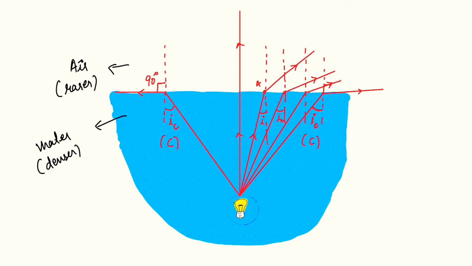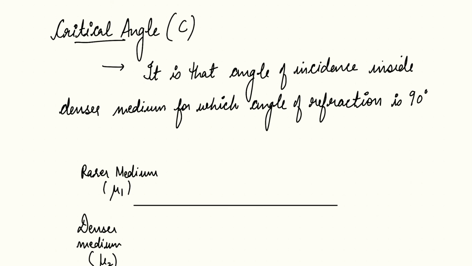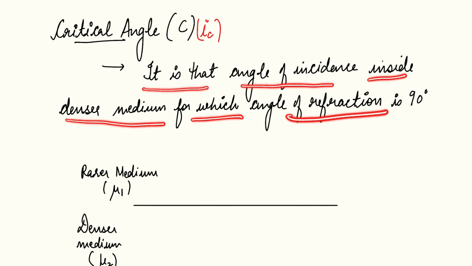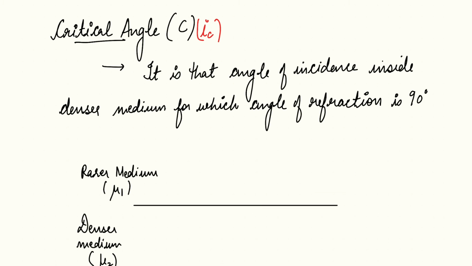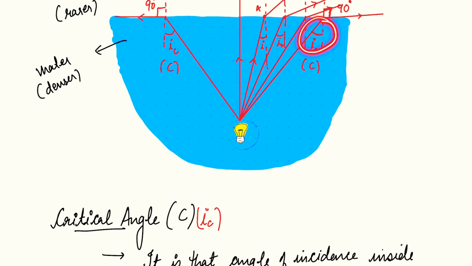Can you guys see that? Your angle of refraction is 90 degrees. Is that a yes or no? Right? Okay, so let's try to understand what actually is your critical angle. All right, so critical angle, which is represented by C, or in some cases you can write it IC also, is that angle of incidence inside denser medium for which your angle of refraction is 90 degrees. Very important. It must be inside denser medium, so your light ray must go from denser to rarer medium, then only your light ray can refract along the interface, right? This is very important.